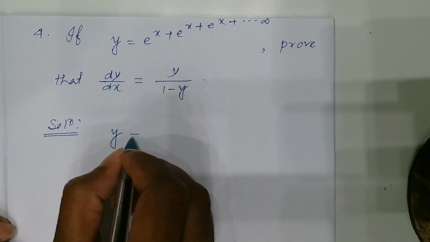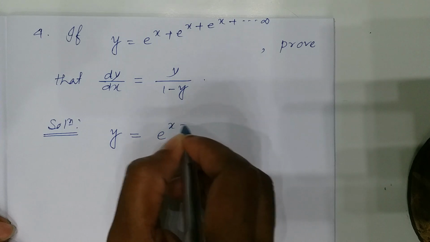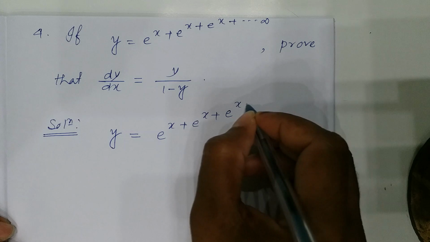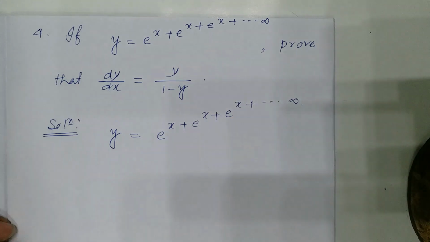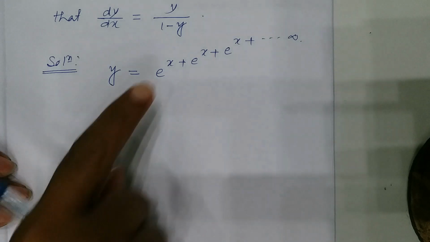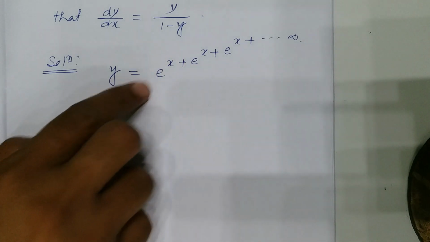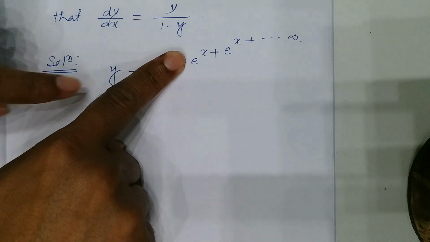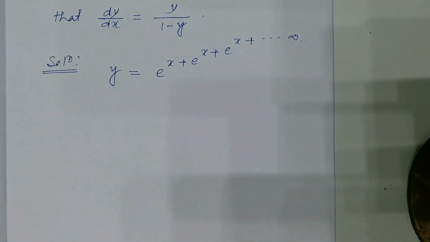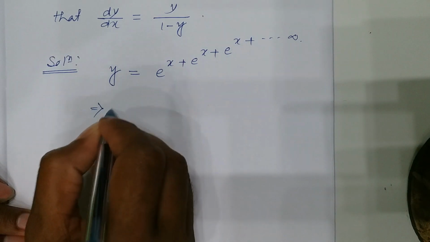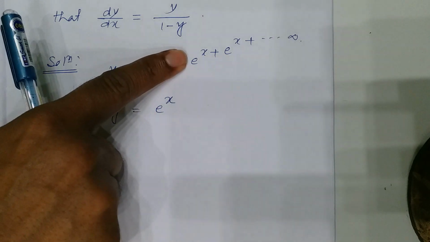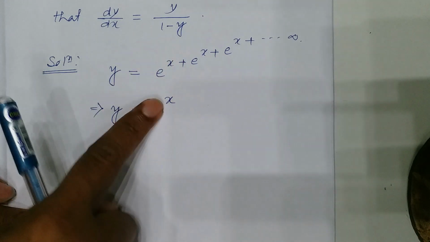The expression given is y is equal to e to the power x, then plus again e to the power x, then plus again e to the power x, then plus so on up to infinity. This is your function given. Now you see, if you do not think about this e to the power x, just think y is equal to, so this total term can be replaced by y again. So therefore this is actually y is equal to e to the power x, written as e to the power x, same thing.